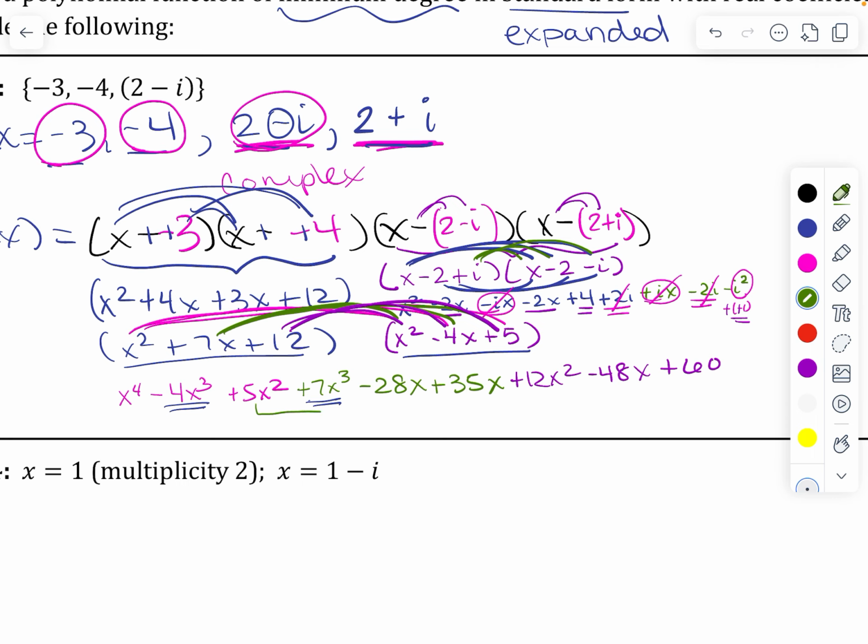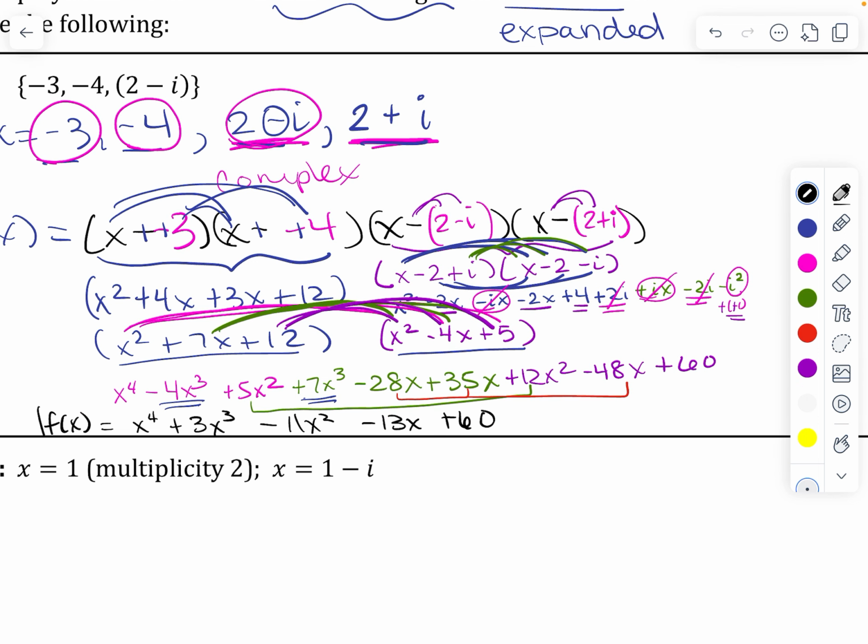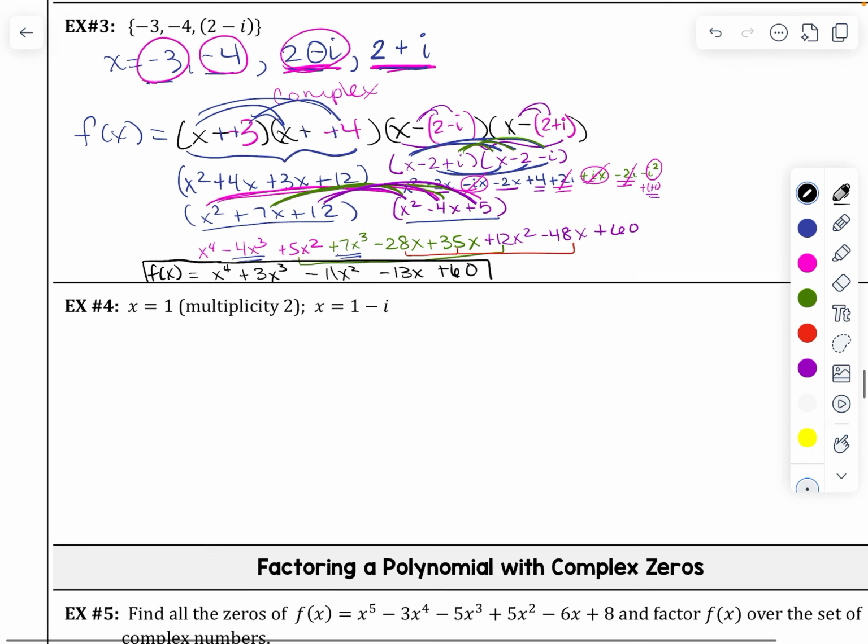I see 5x squared and 12x squared. And I see negative 28x, positive 35x, and negative 48x. So if I combine all these like terms, we get x to the fourth plus 3x to the third minus 11x squared minus 13x plus 60. And there's our simplest polynomial with those four roots.